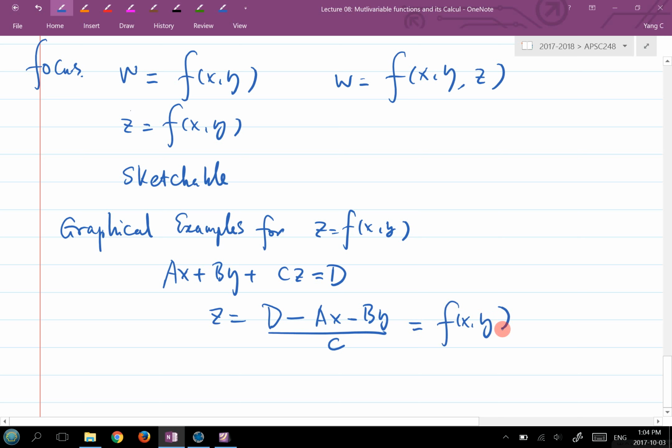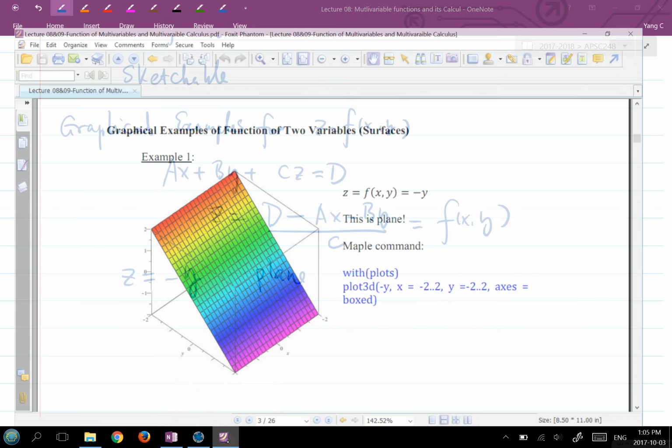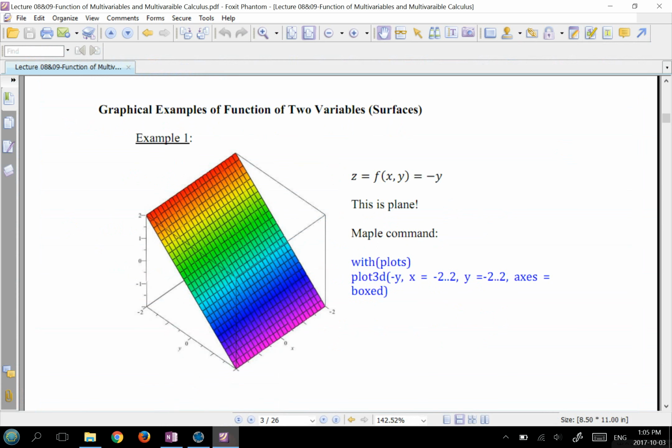We already learned that when you have z equal to this kind of format here, that's a plane. So, for example, if I have z equal to negative y, that's a simple case. This is a plane here. When you draw a plane, you can always draw a plane in 3D space. It dissects the whole space into two halves, and that's a plane.